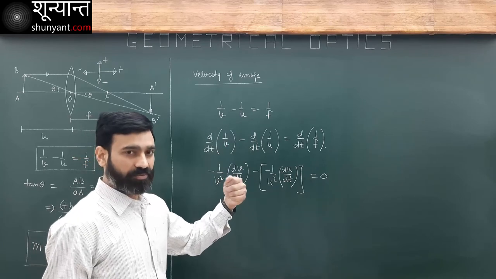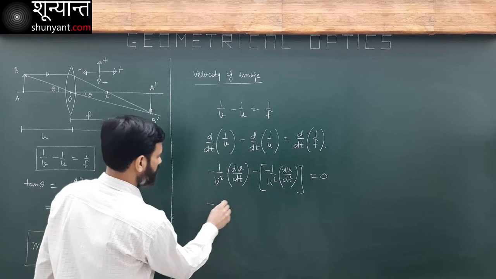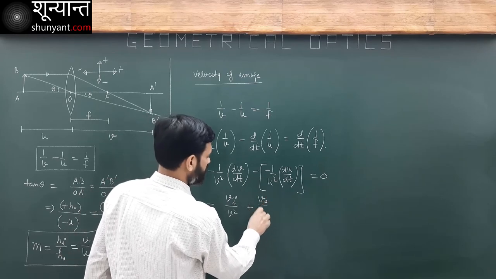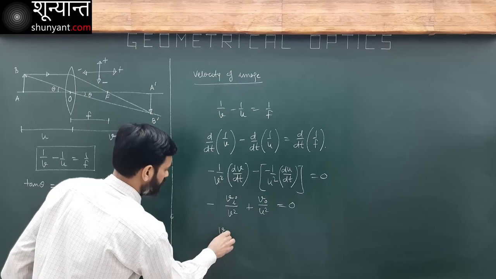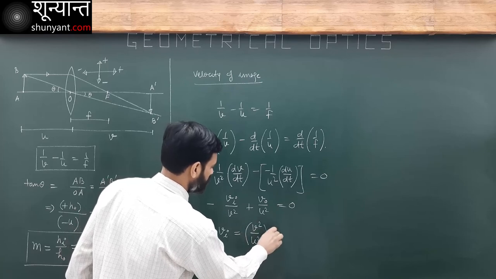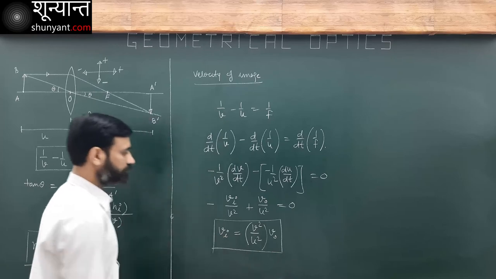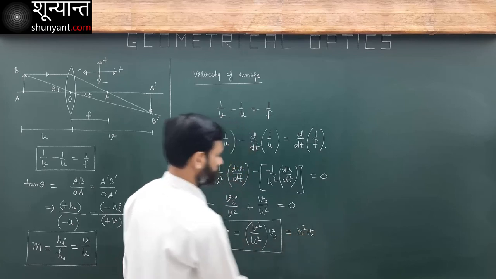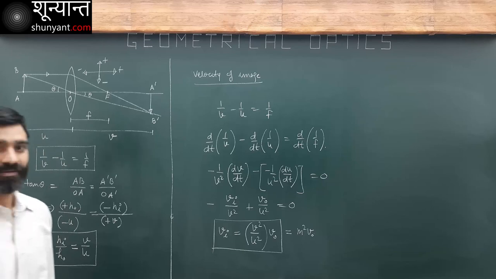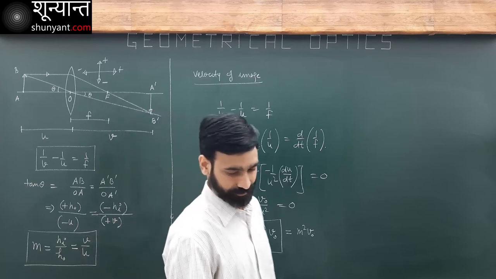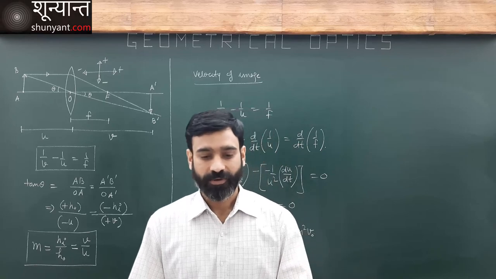The rate at which image distance changes becomes the image velocity. Minus of velocity of image over v square, this becomes plus here, velocity of object over u square, is equal to 0. So I get velocity of image is equal to v square over u square times velocity of object, and this is going to be equal to m square times velocity of object. So that's it. Let's conclude here. From the next lecture, we are directly going to do problems.